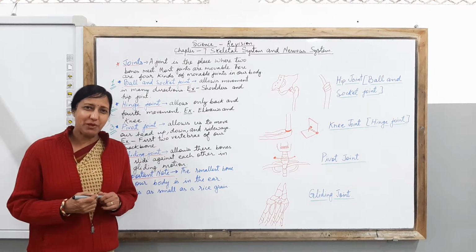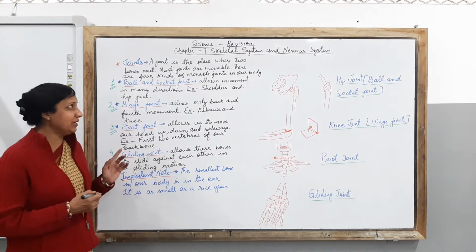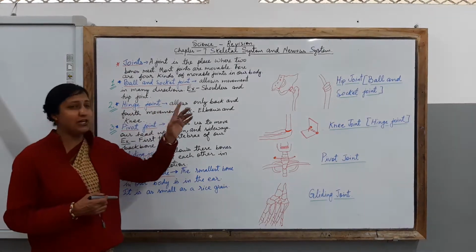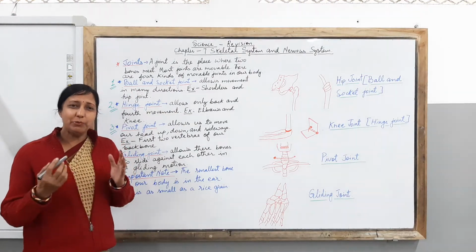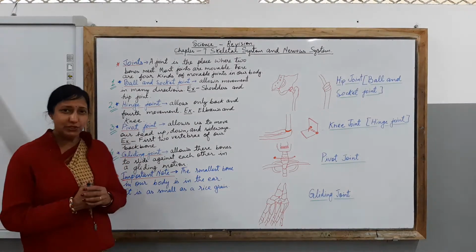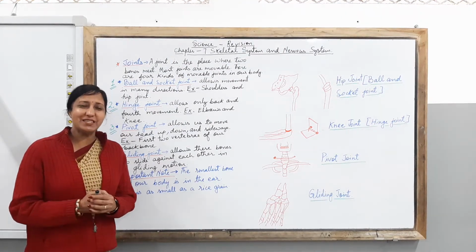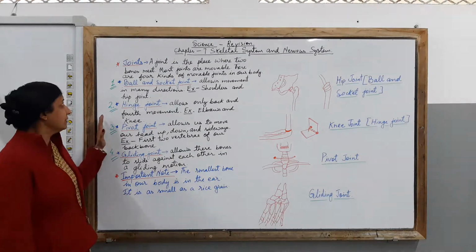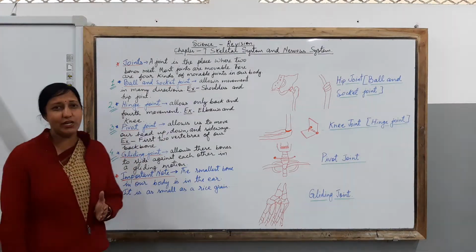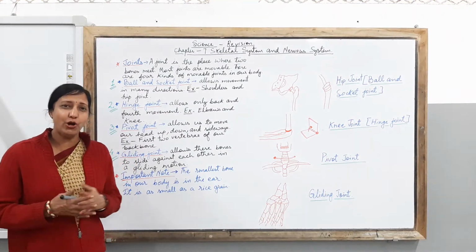I, Purnima Dikshit ma'am, am taking revision in today's class of chapter number 7, that is skeletal system and nervous system. In my previous class also I have covered some of the topics of the same chapter. So children, in today's class we are going to revise the topic joints, and you will know all the kinds of joints which are present in our human body.